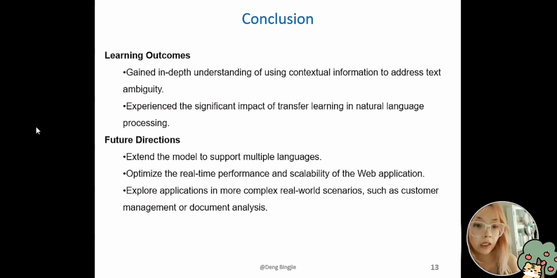And in the process, we learned in depth how to use contextual information to solve the ambiguity problems in text and experienced the powerful role of transfer learning in natural language processing. In the future, we can try to extend the model to multi-language scenarios and optimize the real-time performance and scalability of web applications, as well as exploring its application to more complex real-world scenarios, such as customer management or document analysis.